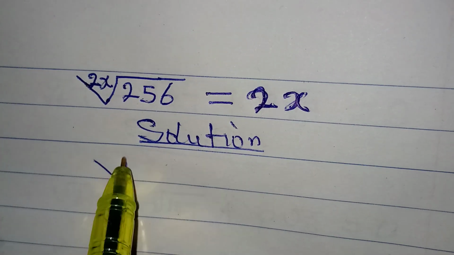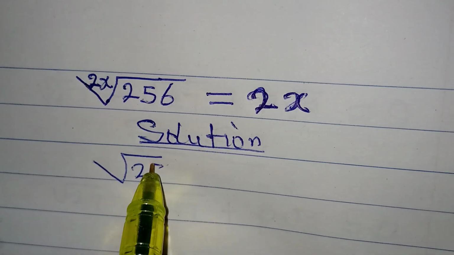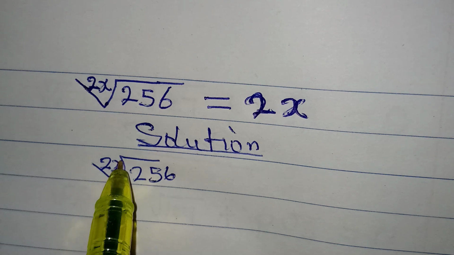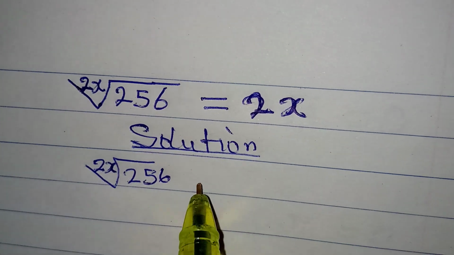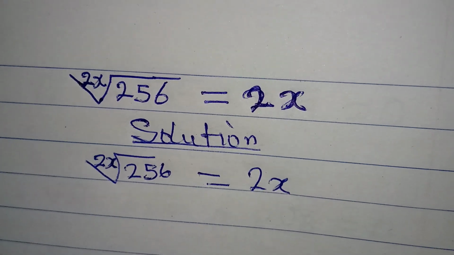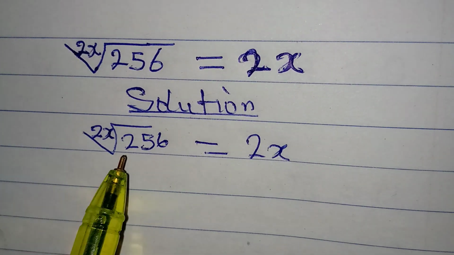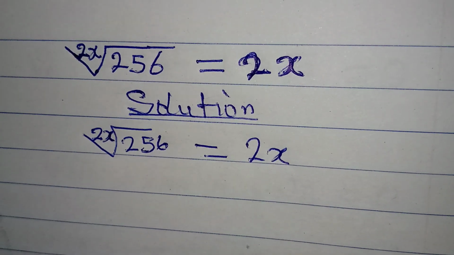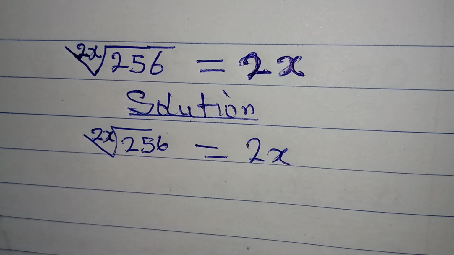We have the 2x root of 256, which will be equal to 2x. Now if you're going to solve this, it means that we should find the value of x, right?